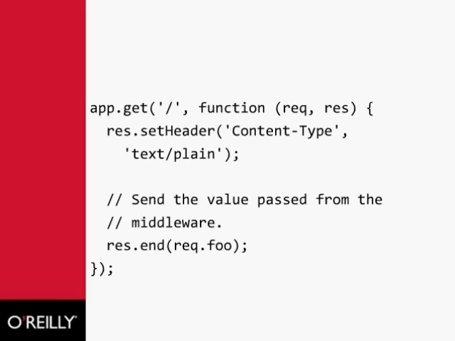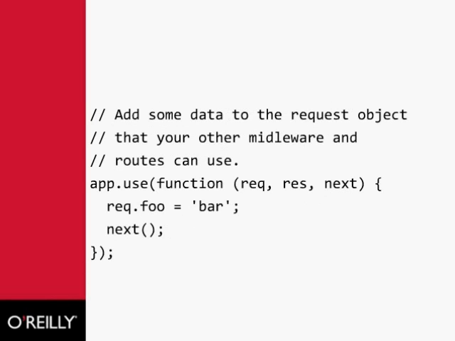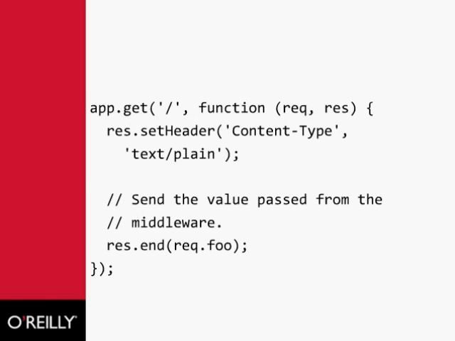So in this case, we've created this request.foo. And on the next slide, we're trying to use it in our route here, our root route. Right here, we're just doing response.end request.foo. And so we're just echoing back whatever we sent in on our middleware.